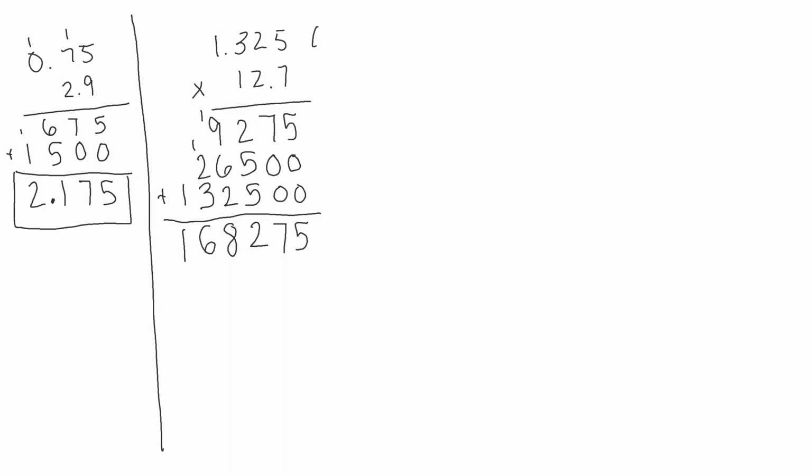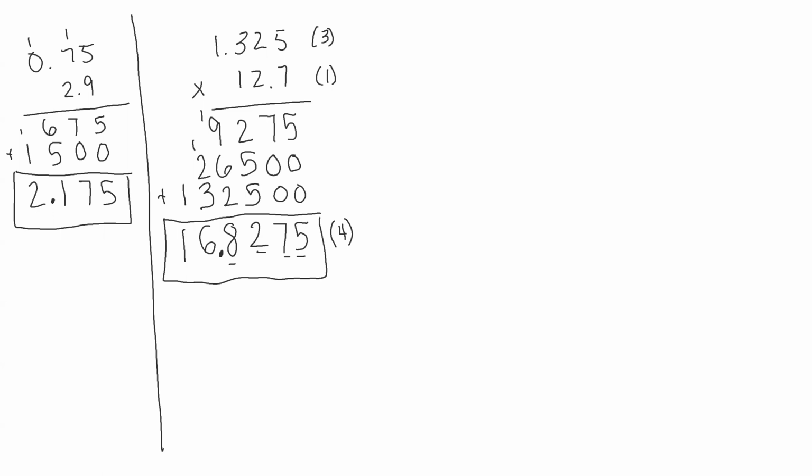And now let's see how many decimal places I need. My first factor has 3 decimal places. My second factor has 1 decimal place. That means my product needs 4 decimal places. So I go back 1, 2, 3, 4, and I'm going to put my decimal point between the 6 and the 8.